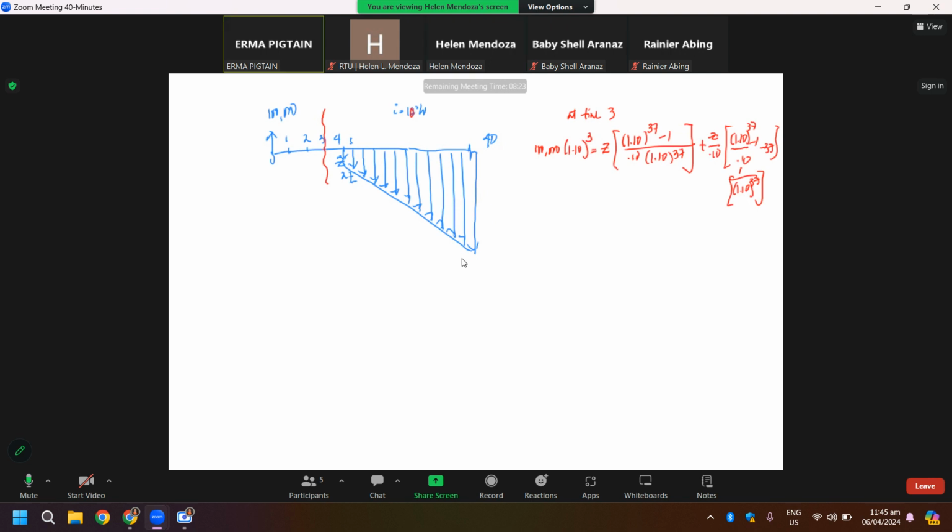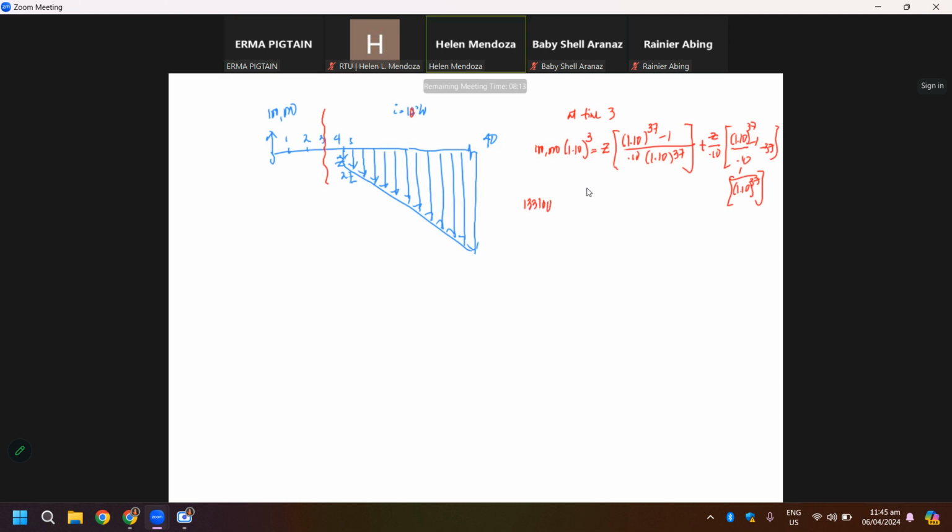Ma'am, yung sa akin po, 133,100. 133,100. Okay. So, Z, ano pong value sa'yo, Sir? Ma'am, sorry po. Working on it pa po, ma'am. Sige po. Miss Aranyas, pakibigay lang pag ready na. Pakisama na yung divided by 0.1. Plus.